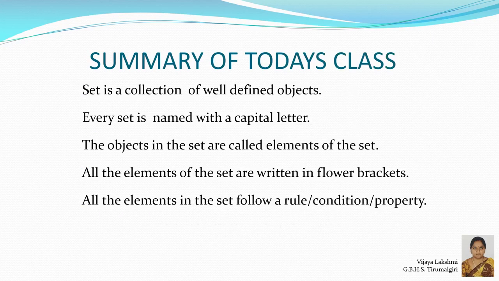So, to summarize our today's class, we have learnt that a set is a collection of well-defined objects. Every set is named with a capital letter. The objects in the set are called elements of the set. All the elements of the set are written in flower brackets. All the elements in the set follow a rule or a condition or a property so that it makes it convenient for us to decide whether the element belongs to the set or not.